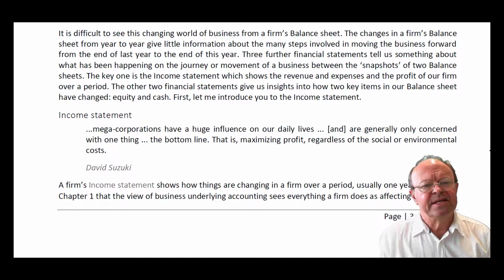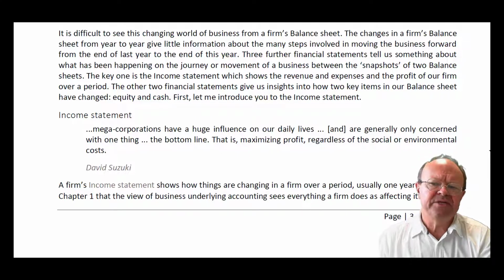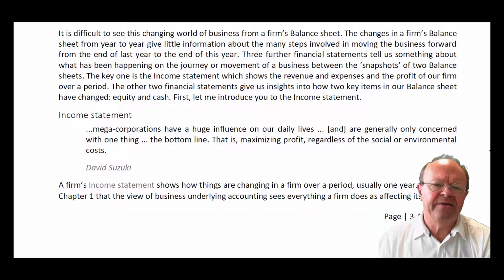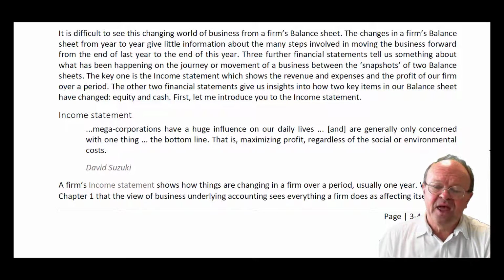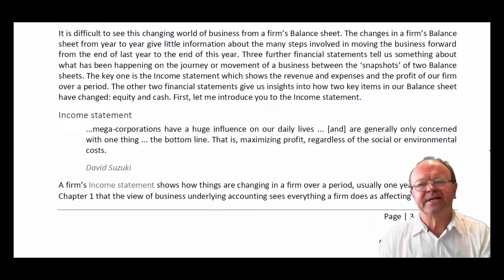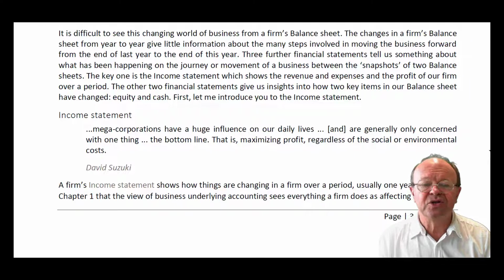It is difficult to see this changing world of business from a firm's balance sheet. The changes in a firm's balance sheet from year to year give little information about the many steps involved in moving the business forward from the end of last year to the end of this year. 3 further financial statements tell us something about what has been happening on the journey or movement of a business between the snapshots of 2 balance sheets.